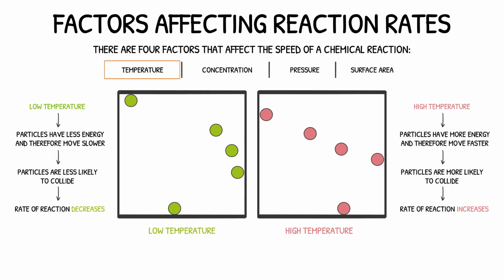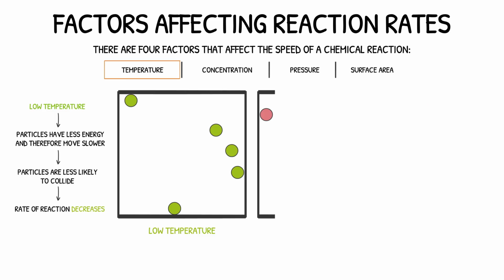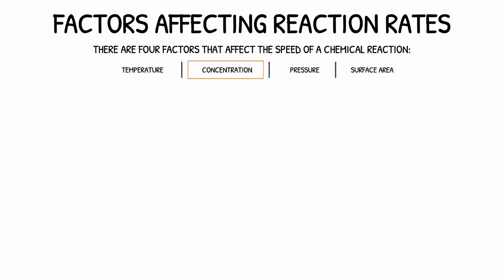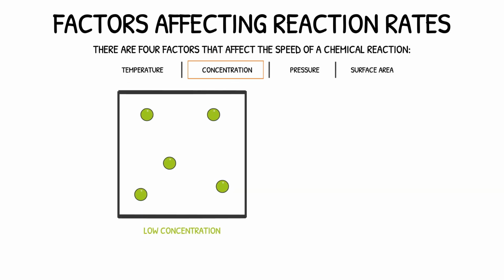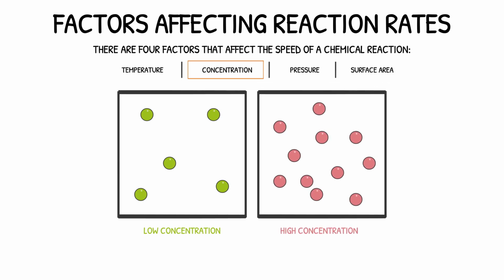In essence, the higher the temperature, the faster the rate of reaction will be. The concentration of a substance is a measure of how many particles of that substance are present within a defined space. If the concentration of a substance is low, then there are fewer particles of that substance within that space. However, if the concentration is high, then there are more.